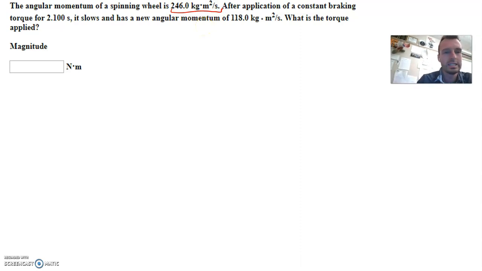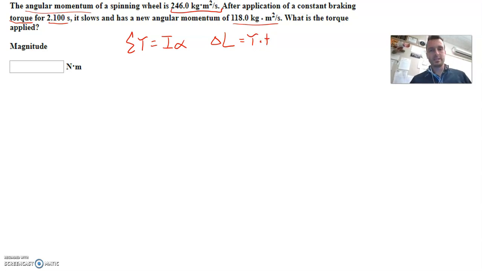After application of a constant braking torque for this much time, it slows and has a new angular momentum of this. What is the torque applied? So this is Newton's second law, but the rotational version: a torque applied is going to cause, well, we could do that, except it also has to do with angular momentum, which is L. And it turns out that a change in angular momentum results from a torque times a time. This is like the momentum impulse theorem, but the rotational version, right? This is momentum, this is a rotational impulse over here. So let's see if we can make this work for us.